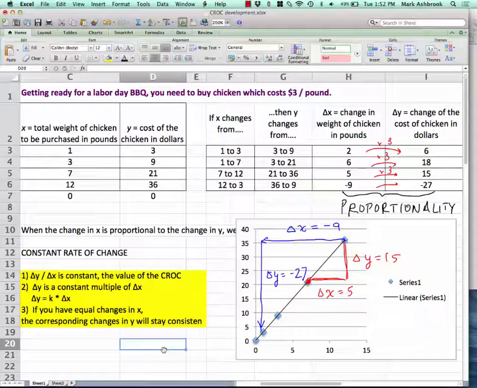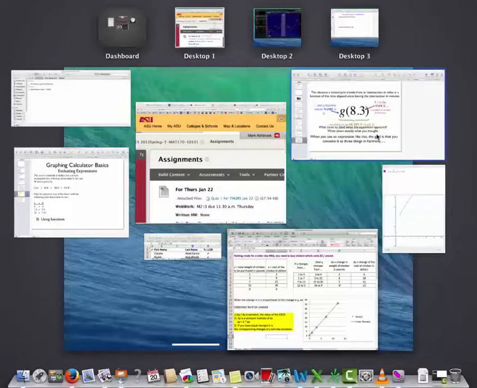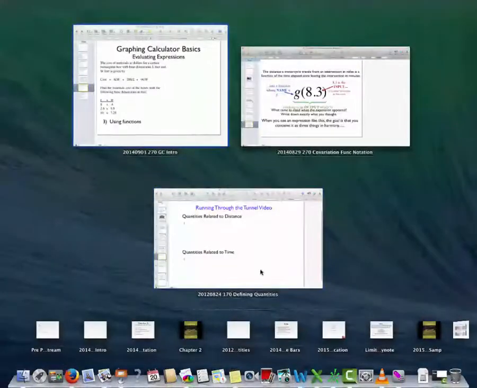But we're talking about, do we have constant rate of change between X and Y? We're not talking about, do we have constant rate of change between delta X and delta Y? We're using those as a vehicle to analyze the relationship between X and Y. Okay? So let's do, where is it? Here.